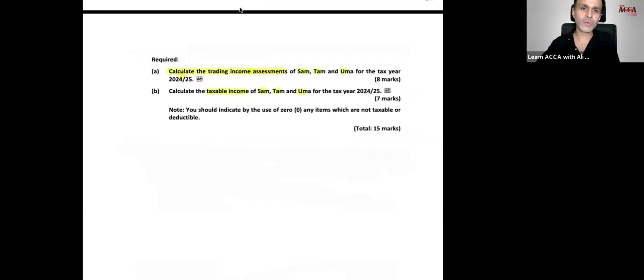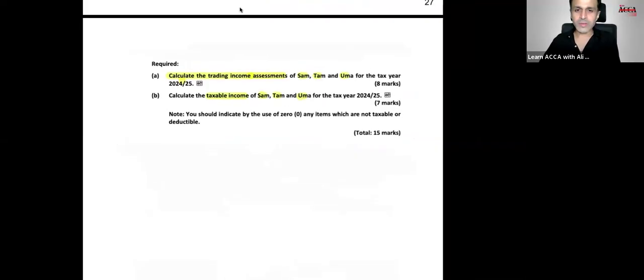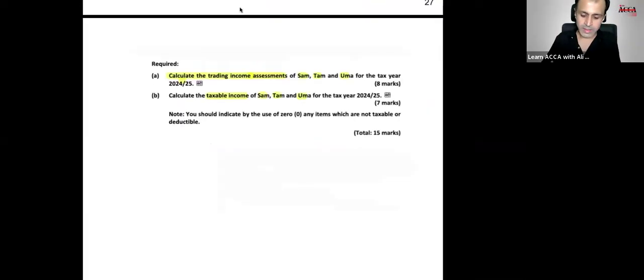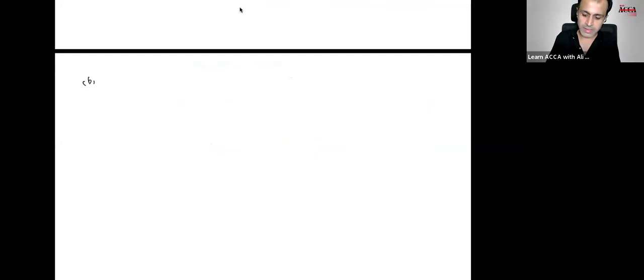This is the reason why this question has been taken for the allocation and assessment of profits into tax years. The next part requires us to find the figure of the taxable income. We can work this one out. Part B: calculate the taxable income of Sam, starting with Sam first.